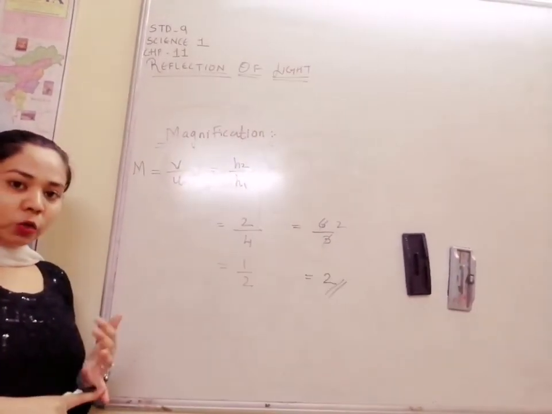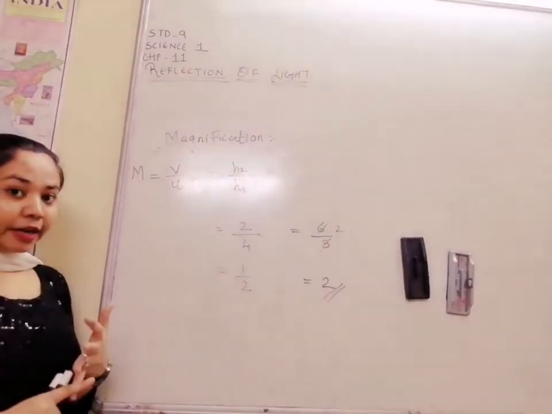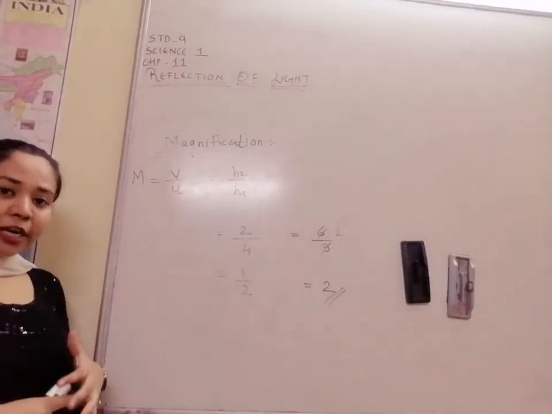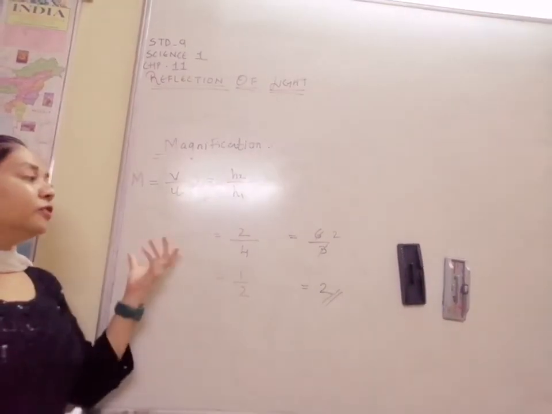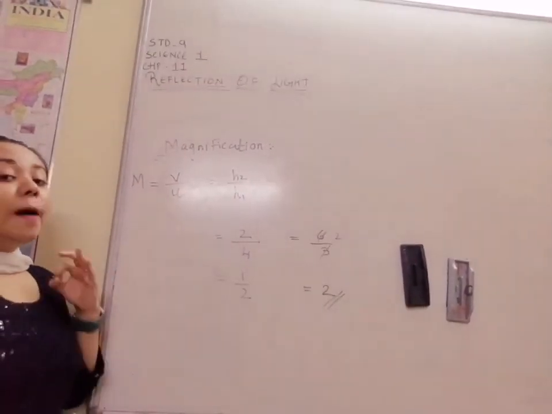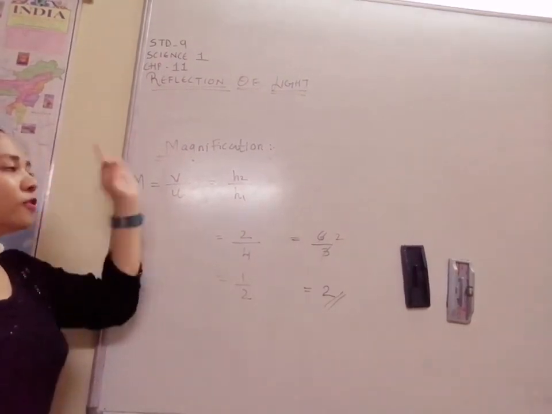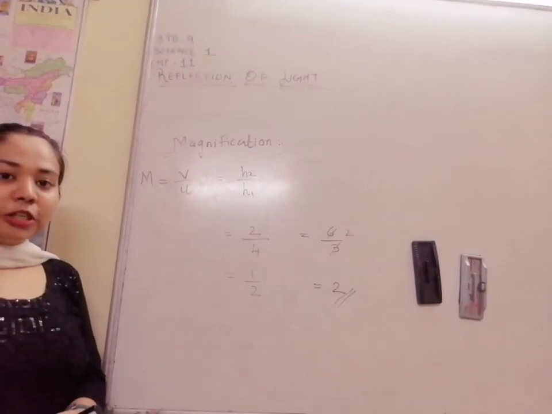We studied the uses of both of them. We studied the rules for drawing the ray diagram, and how to draw a ray diagram. Then terms related to spherical mirrors, sign convention, and two formulas, that is the mirror formula and magnification. And this is all about reflection of light. Hope you have all understood this chapter very well.